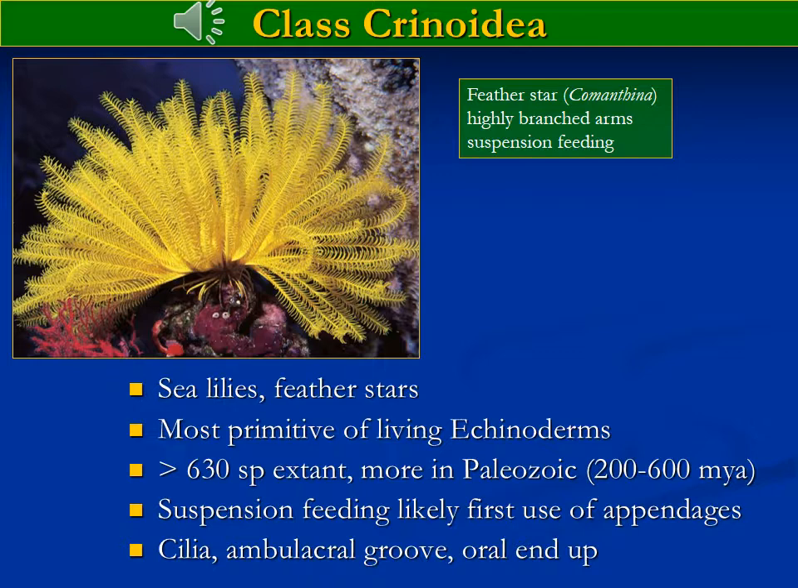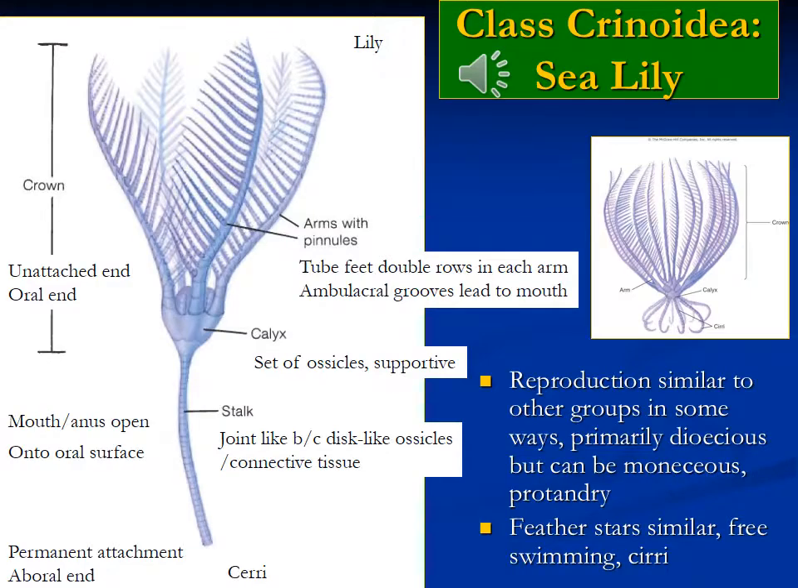Okay, let's move on to the next slide. Let's have a look at the external anatomy of the sea lily here. The crown is really the oral end of the animal. Both the mouth and the anus are, obviously, the mouth obviously is on the oral end.